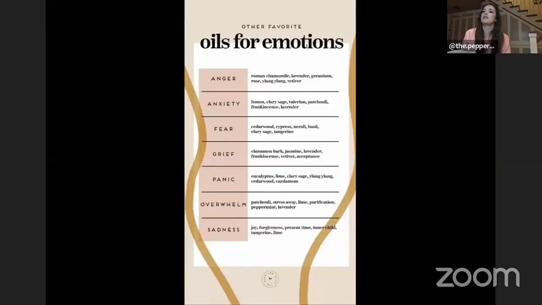I just wanted to share one more graphic. This is a great graphic, another screenshot. These are some other oils for specific emotions. So, we have all kinds of oils for all these different things. I can't read that. Maybe Chris can do a screenshot and send it to you. But that's great to have on hand.